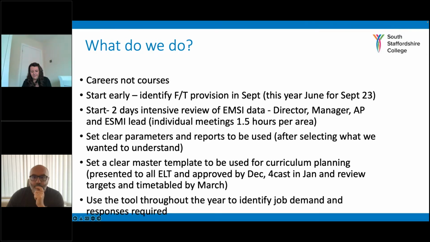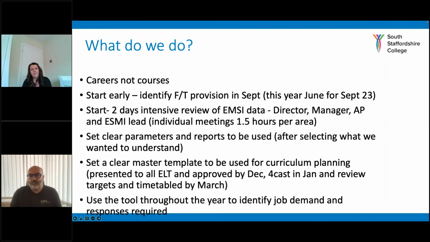really intensely. I started using EMSI about 3 or 4 years ago now, and I remember feeling very overwhelmed by the product when I first looked at it. I was a little bit scared of it. So we'd started using it as a college and we'd use it in curriculum planning, but what we were finding is people presenting very different sets of data, very different parameters, turning out very different things.